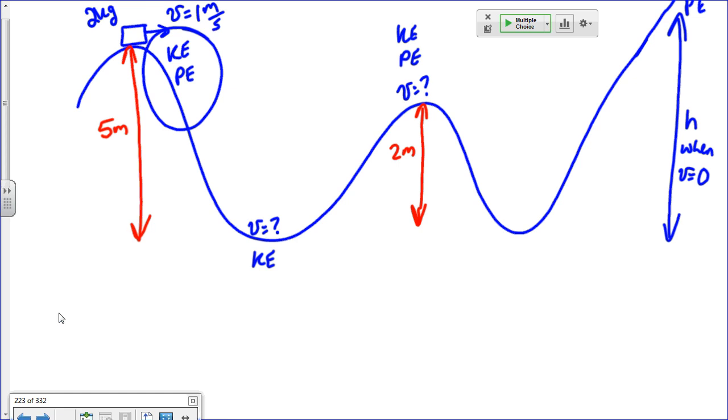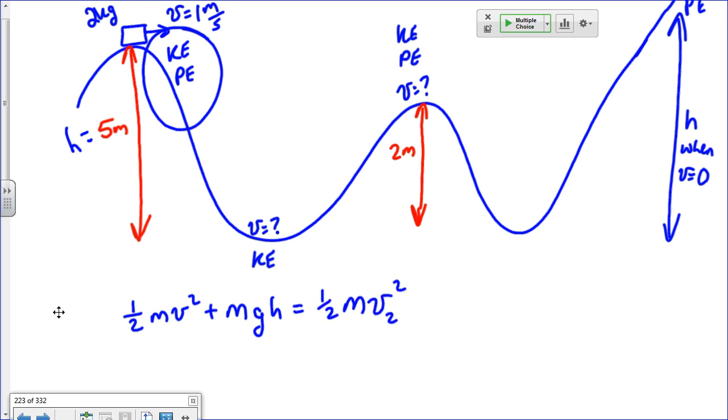The total energy at the beginning would be 1/2 mv squared plus mgh, where h equals 5 meters. And then that would equal 1/2 mv2 squared. I'll call this number 1, this number 2, number 3, and number 4, just to keep my numbers straight. So this is v1 squared and h1. Alright, so I'm solving for that velocity at point 2. Notice that my masses here cancel. 1, 2, 3, they all go away. And then I just go about solving for v2.